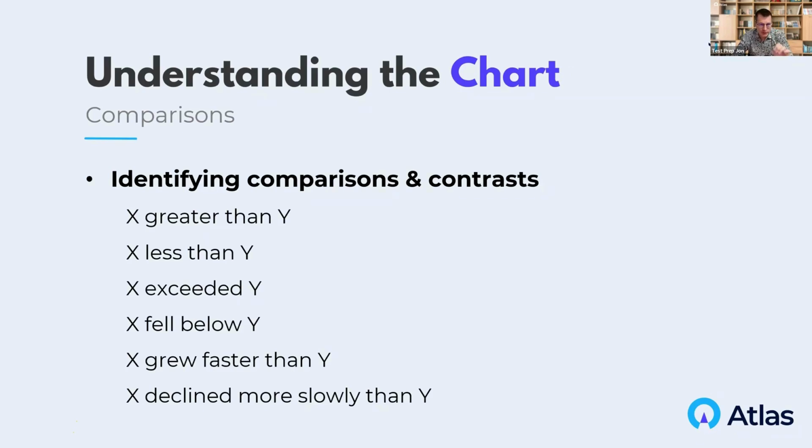So when you're describing the visual data, making your comparisons and contrasts, don't just think about the verbs and the adjectives, think about verbs and adverbs, okay? Talk about how much things changed. Talk about how they are different. Talk about how much they are different.